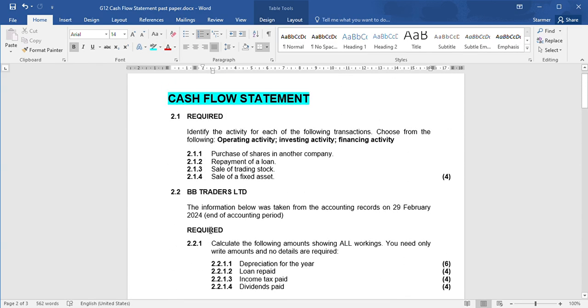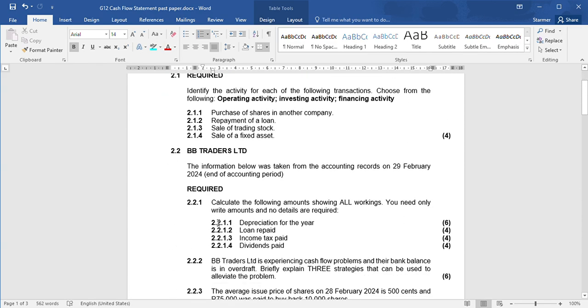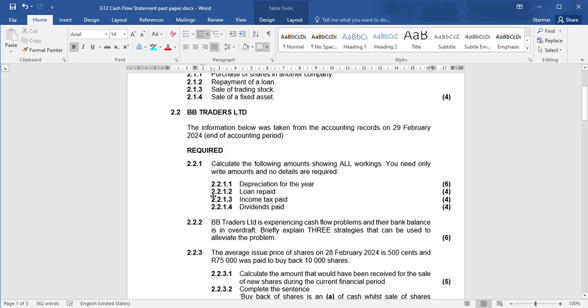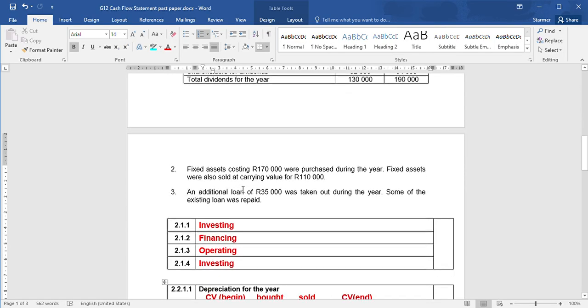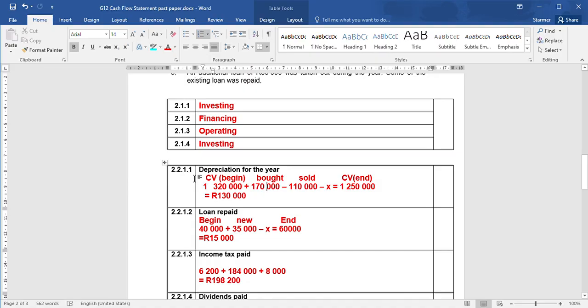Okay, then they give you some information, and the first question asks you to calculate some amounts. So we're going to start here with depreciation for the year. In order to work out depreciation, you need to use this formula where you say carrying value at the beginning of the year, you're going to add what you've bought, you're going to minus what you've sold, you're going to minus depreciation, and that will give you carrying value at the end. And this time, because we're trying to work out this depreciation, that's the one we make X.